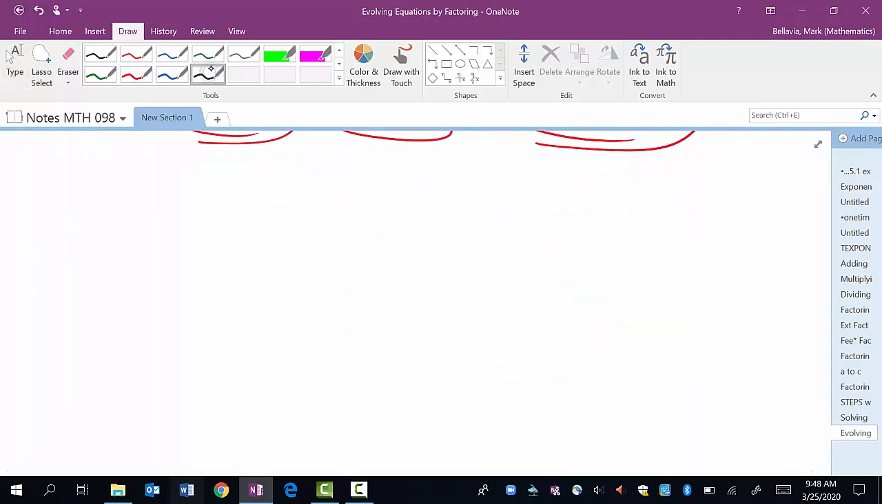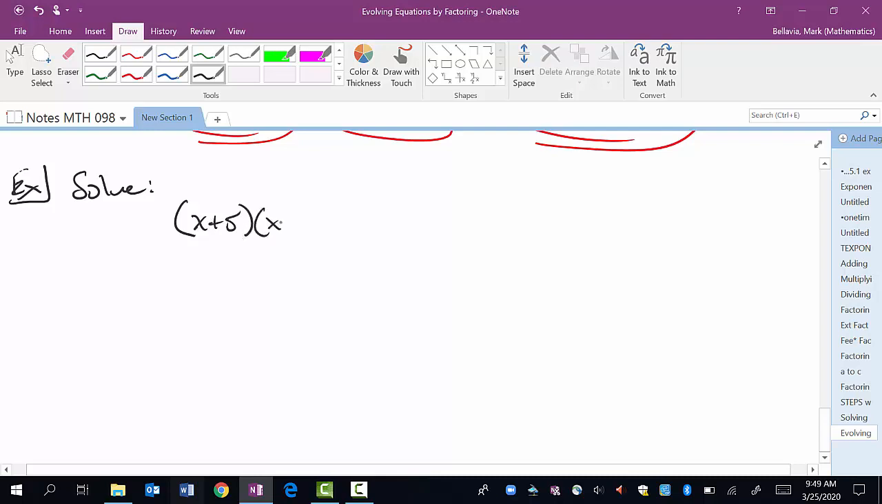Let's say we were to solve this next one. If I said to solve x plus 5 times x minus 2 equals negative 6. So the first thing I would note is that, on the left side I have these 2 factors that are being multiplied. On the right side I have negative 6 though.